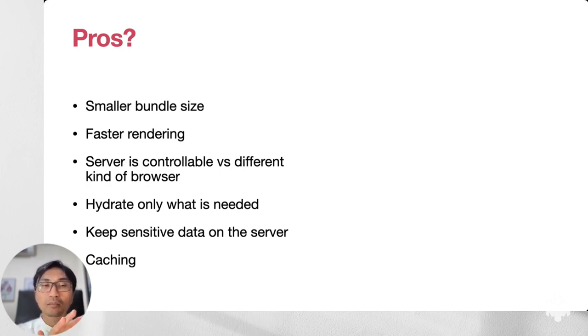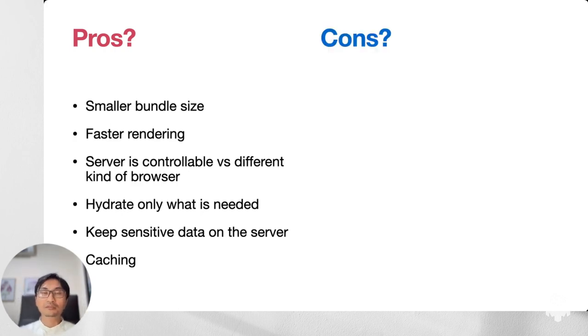The fourth pro is we can hydrate only what is needed. We don't need to hydrate the things that we don't need. We can also keep sensitive data on the server, like API keys and the secrets for the API. We can keep them in the server where it's safe and not send them to the browser. The last one is caching. We can do more aggressive caching on the server components.